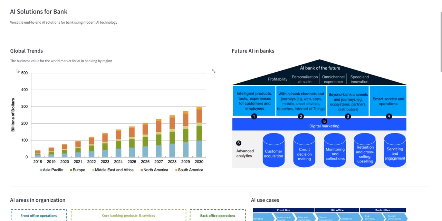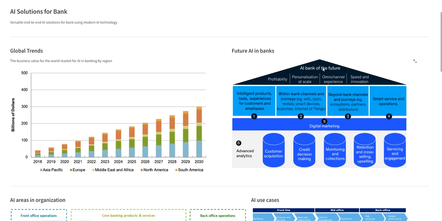So first, we start with the global trend. As you can see, from last year to 2030, the business value of the world market for AI in banking is growing rapidly, including all the regions all over the world. They have exponential growth, right? And the future of AI in banks.